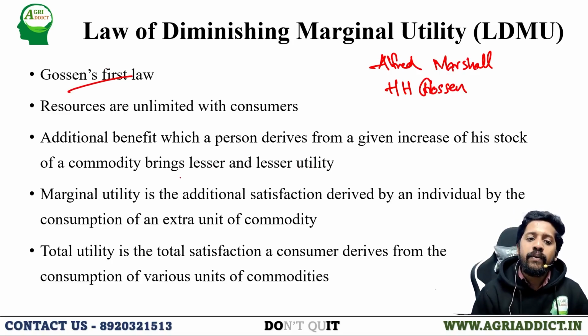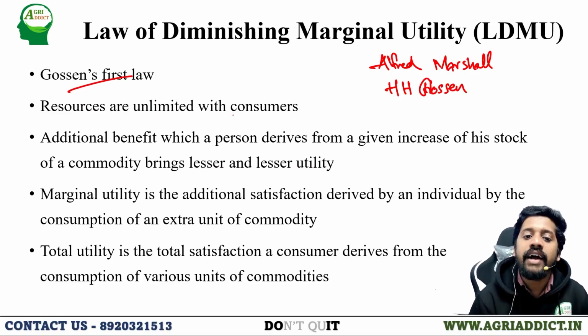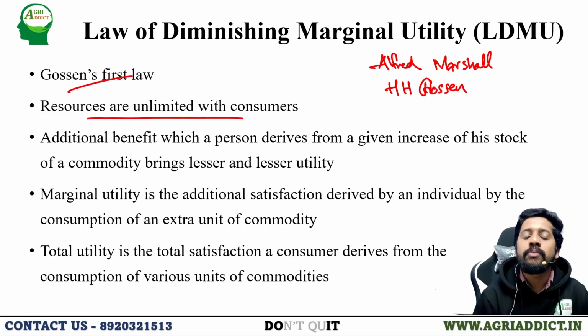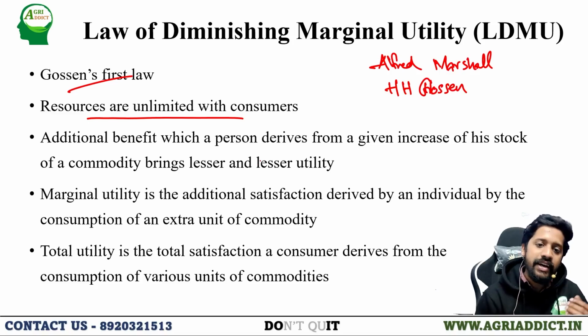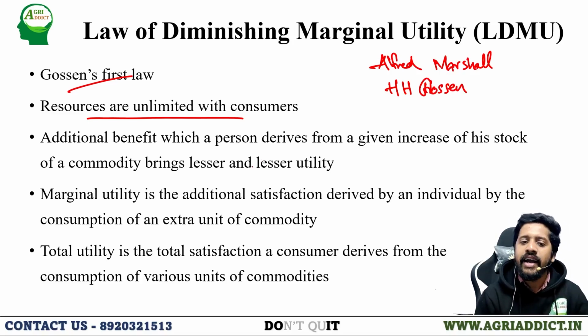So what is the condition here? Resources are unlimited with the consumer, right? My grandma was continuously giving me, and she was not at all concerned about her budget or something like that. So she had unlimited resources, and thus she can provide an unlimited quantity of the same commodity.